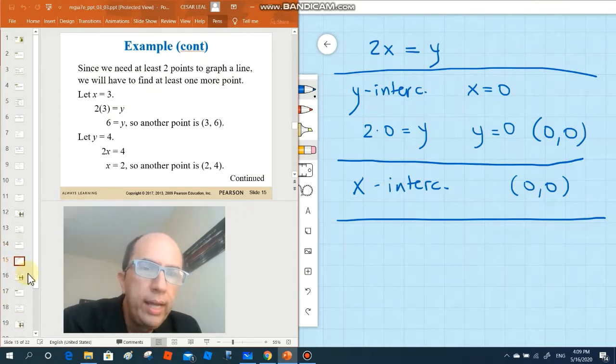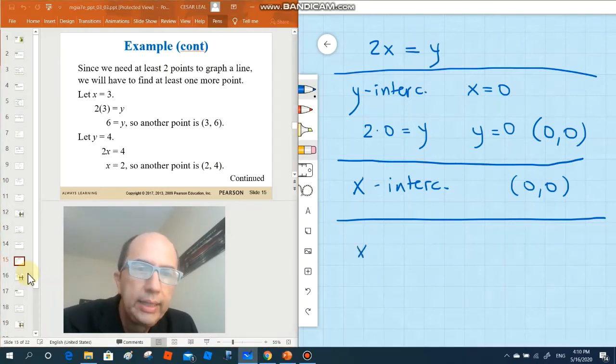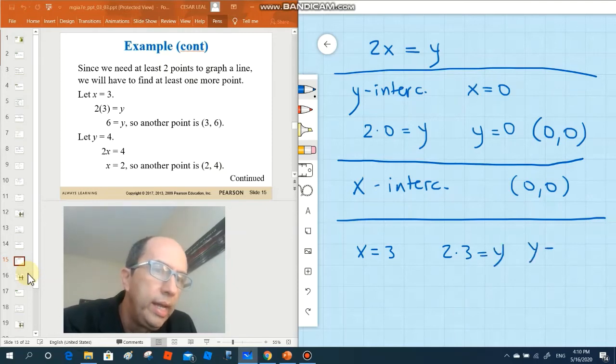And to find other points, we just guess or assume values for x. Let's say x equals 3. Then y is going to be 2 times 3 equals y. Y equals 6. So now we have another ordered pair, 3 and 6.